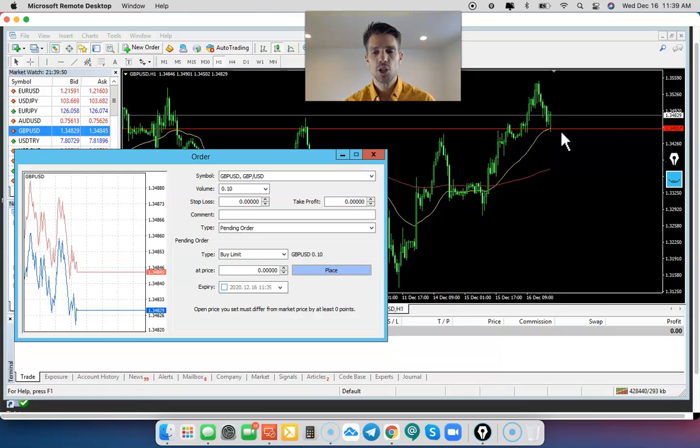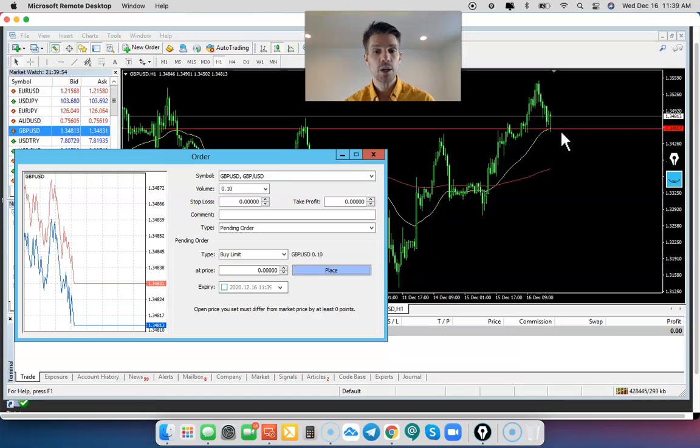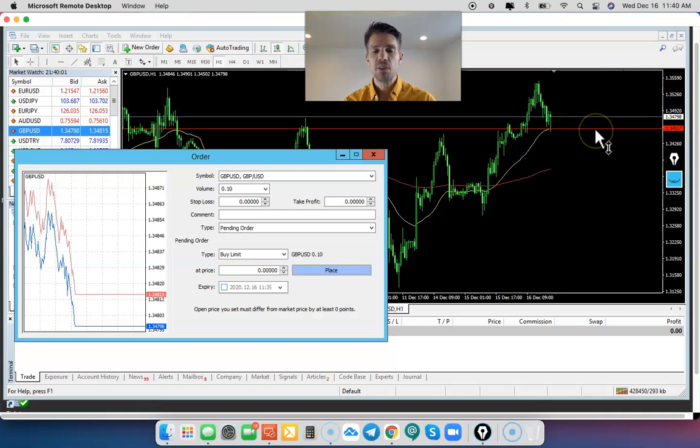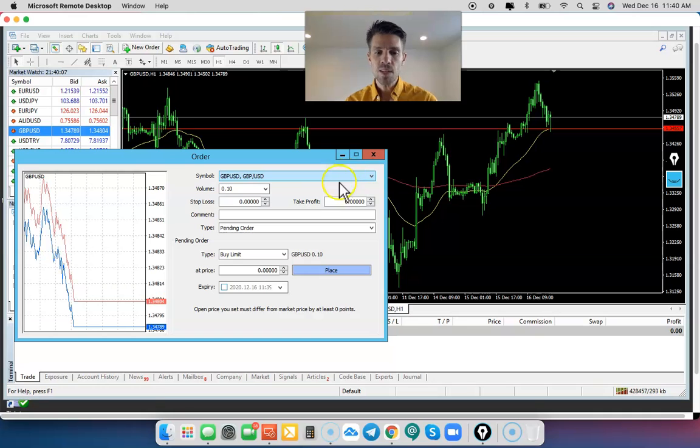In very specific terms, we're going to be buying in at a lower than current market price area. Right now, current market price, you can see over here, is about 134.80. If we wanted to get in at 134.00 or 134.50, this is going to be a buy limit. Now, don't worry, this isn't going to let you place the order wrong.